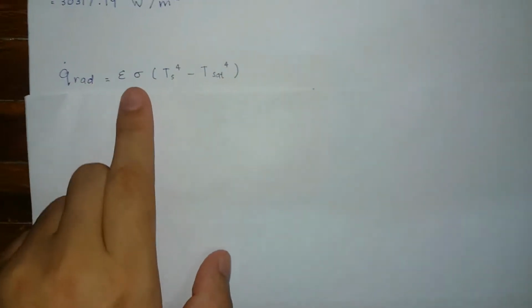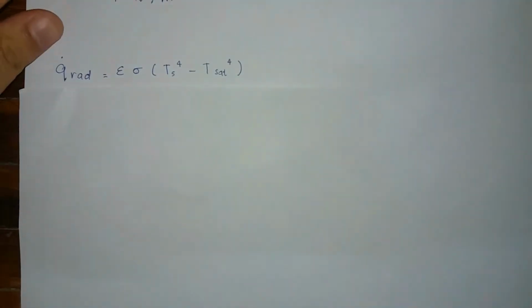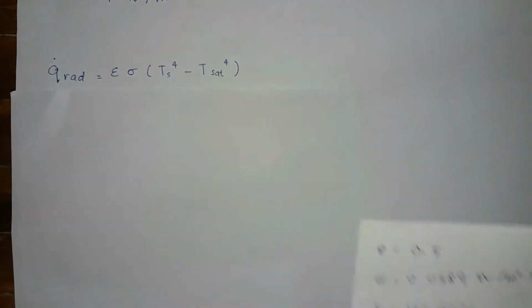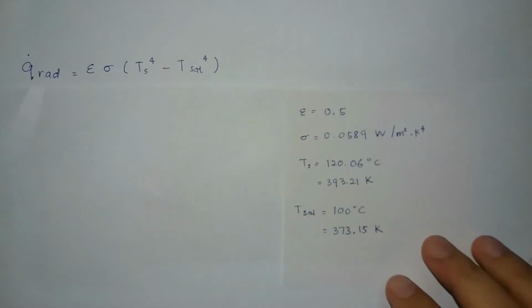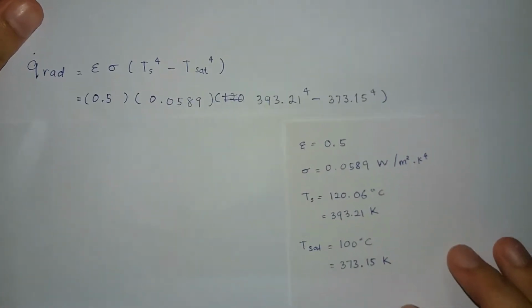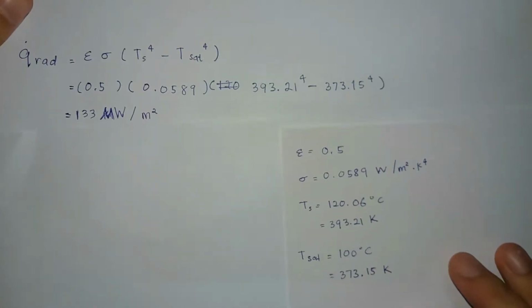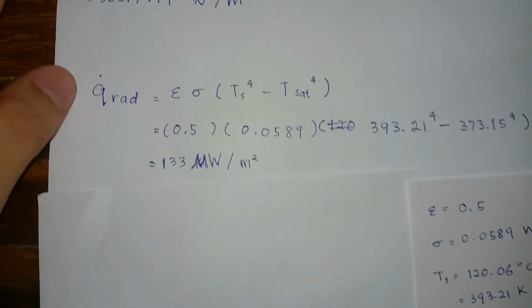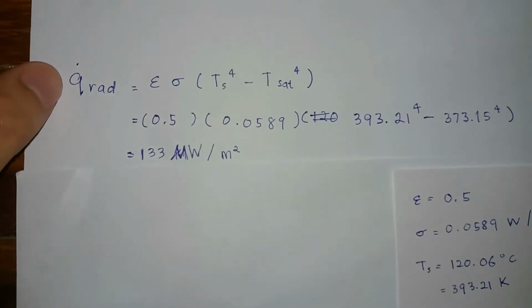Next, we need to find the Q radiation, and the equation is as shown here. So, the same as the previous one, we find the constant values from the table, then we plug the values into the equation. We get 1033 megawatt per meter square.